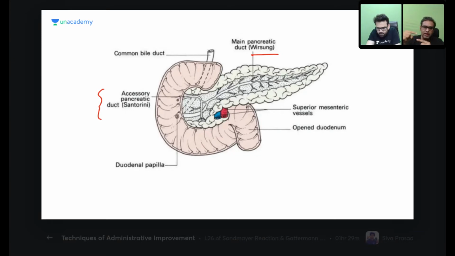What is now left is a small upper part of the head of the pancreas. For that, you have an accessory pancreatic duct, which you are seeing over here. That is the duct of Santorini. That is the duct of Santorini. This is how the pancreas is actually draining.